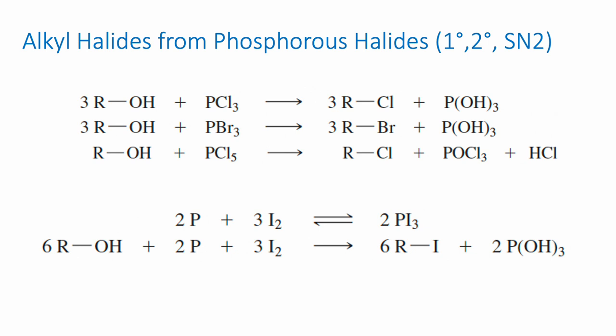It decomposes into phosphorus and iodine. There's this equilibrium occurring. We see that down there. Two phosphorus plus three molecules of iodine is in equilibrium with two molecules of PI3, the phosphorus triiodide. And so we have to make this in situ. And we've seen this before.